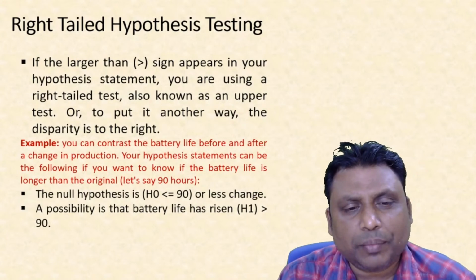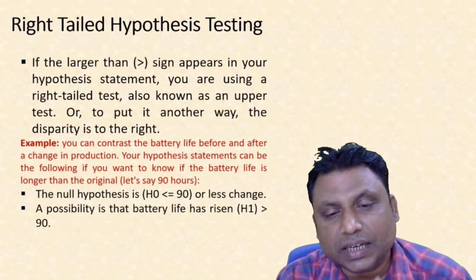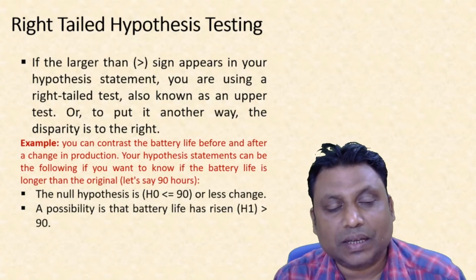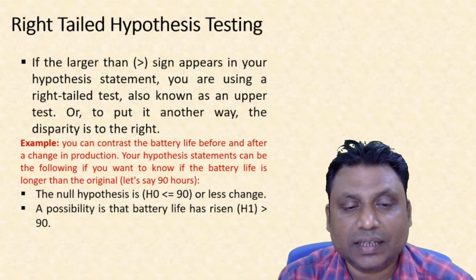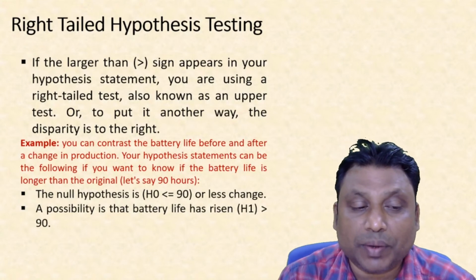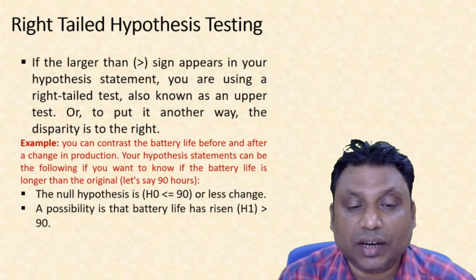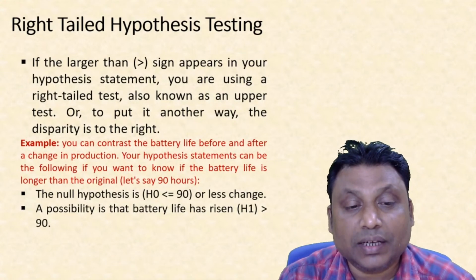You can contrast the battery life before and after a change in production. Your hypothesis statement can be the following. If you want to know if battery life is larger than the original, let's say 90 hours, that means what happened? The null hypothesis H0 is either less than or equal to, because it is given that.